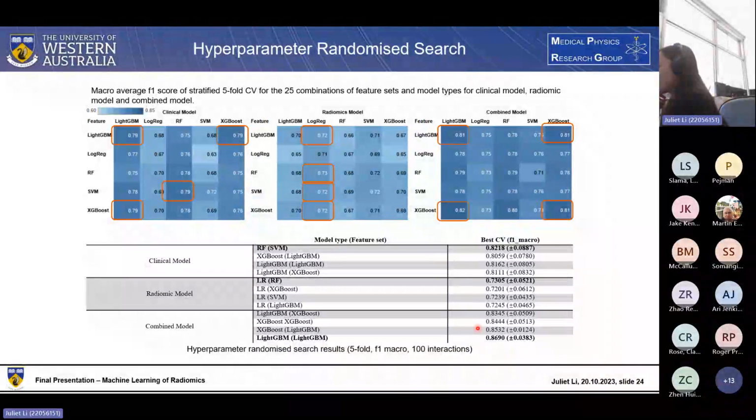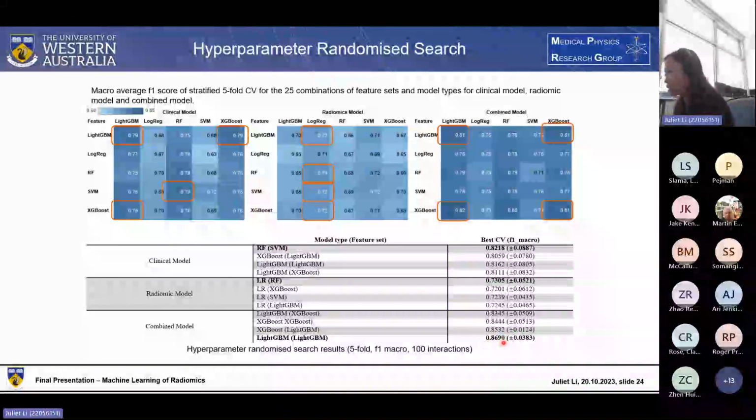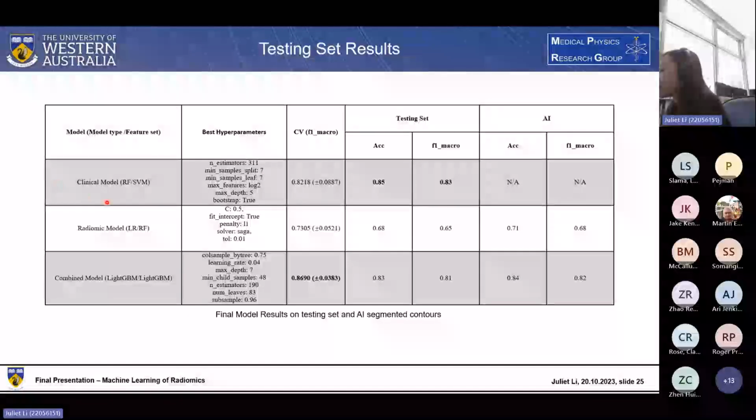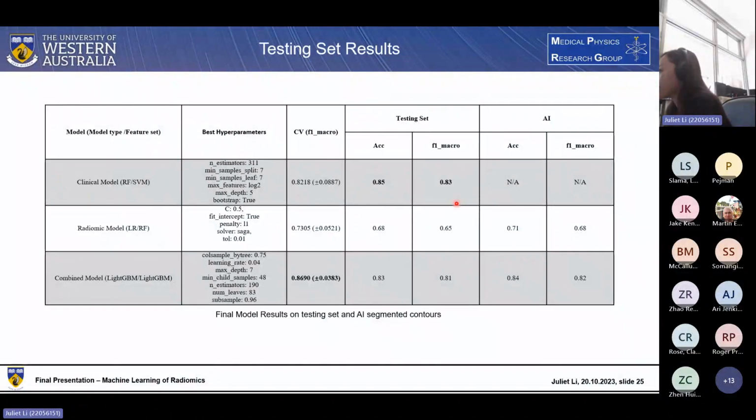And we can see from the internal validation that the combined model with both radiomics and clinical features had the highest cross-validation score. Now we also want to test our final model on the testing set. So we tested on both the radiomics from the manual and the AI segmented contour. And interestingly, the clinical model had the highest performance on the testing set, while the combined model had the highest performance on the internal cross-validation.